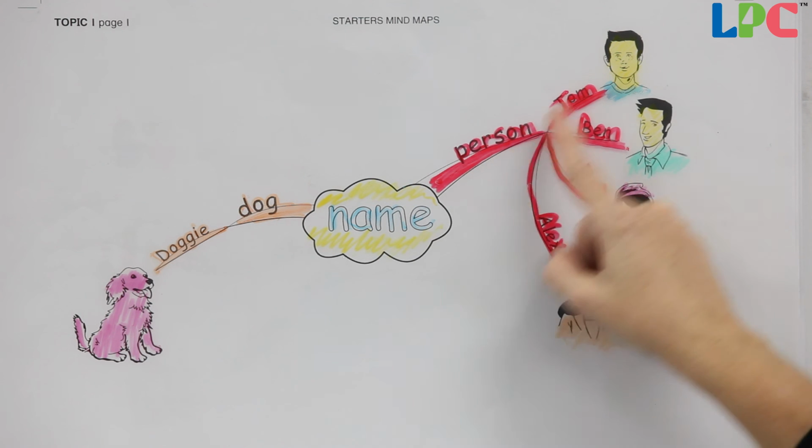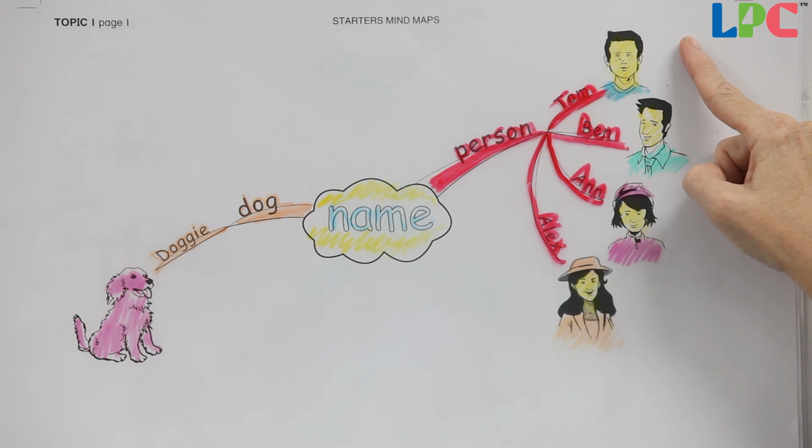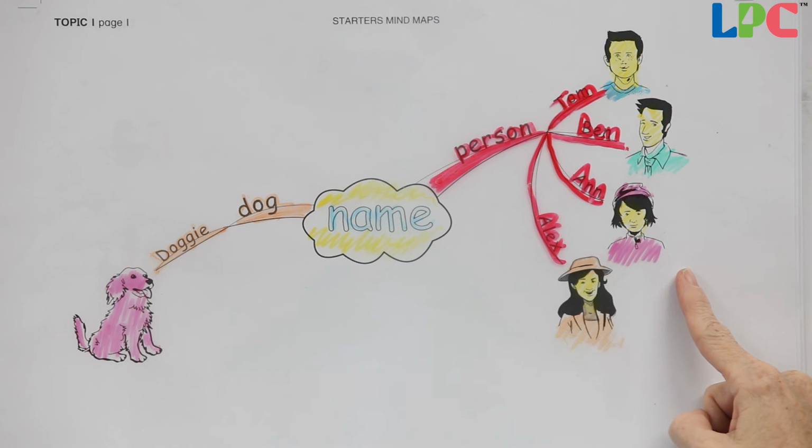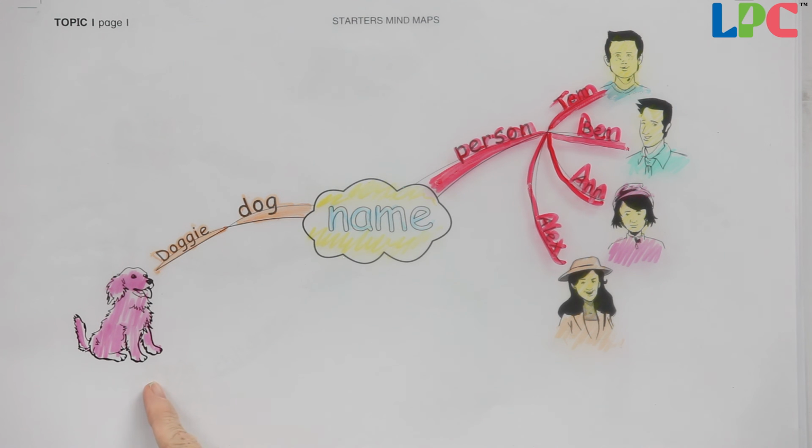Name. He is a person, he is Tom. He is a person, he is Ben. She is a person, she is Anne. She is a person, she is Alex. It is a dog, it is Doggy.